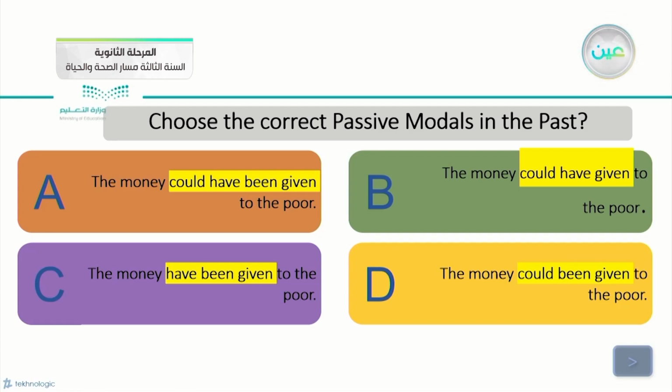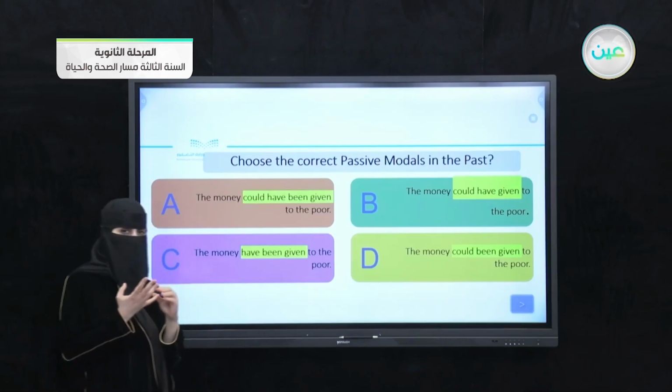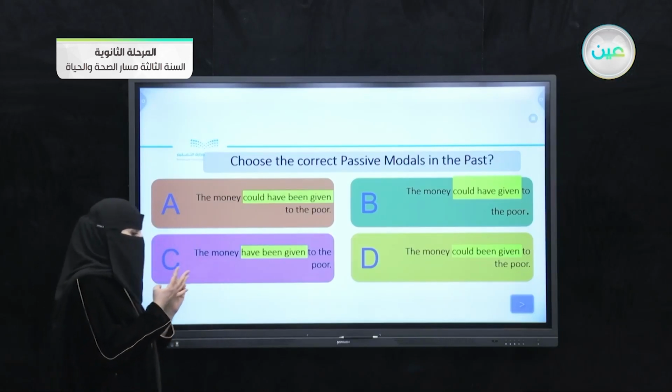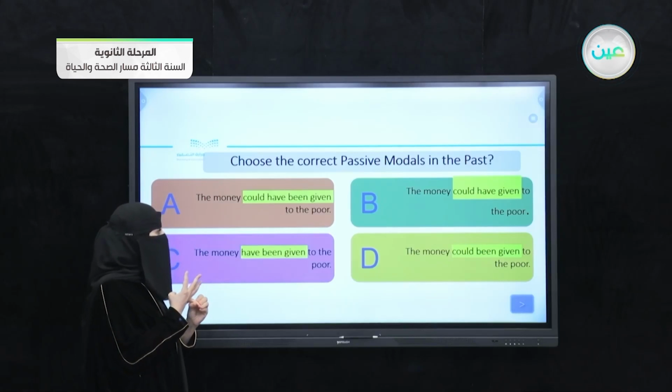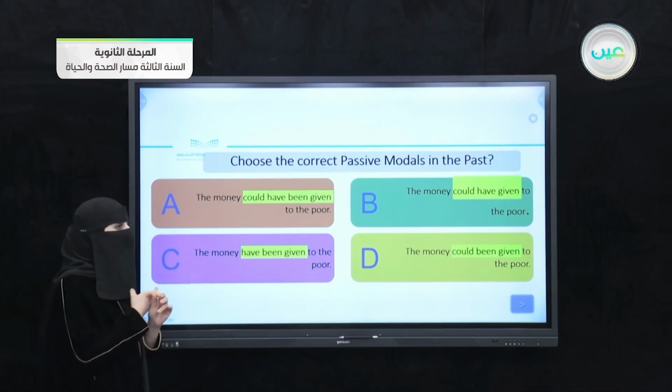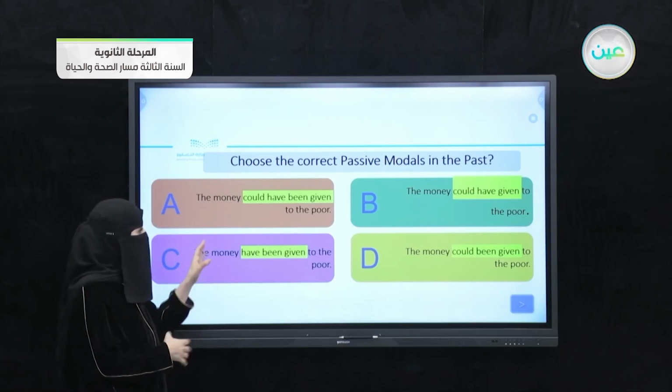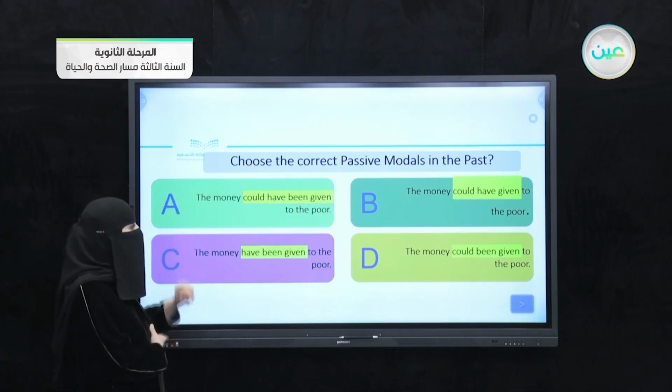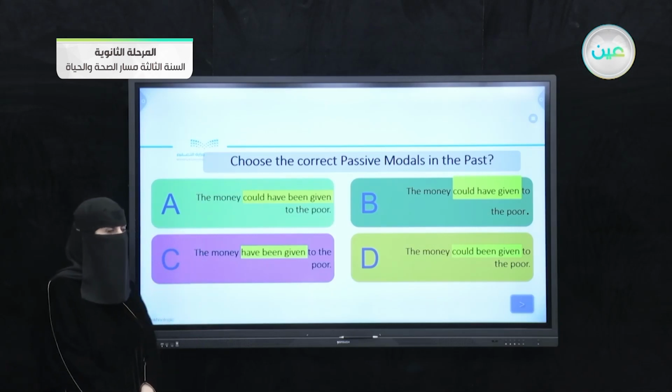At first, I want to ask you, which one of these is correct for modals in the past? What do you think it is? I think could have given is the suitable one for the modal in the past. But for our situation, the passive modals, we should notice that the structure becomes modal plus have plus been plus verb in the past participle. And from those four, we notice that number 1, or letter A, is the correct one.